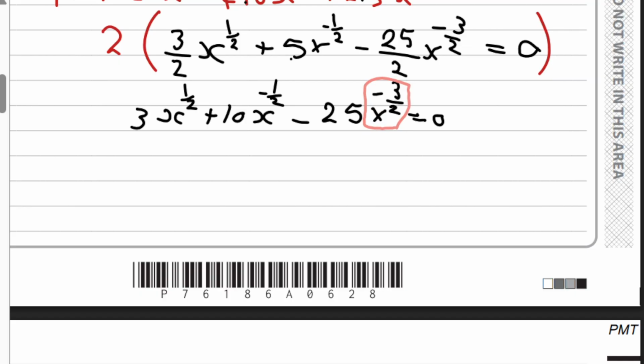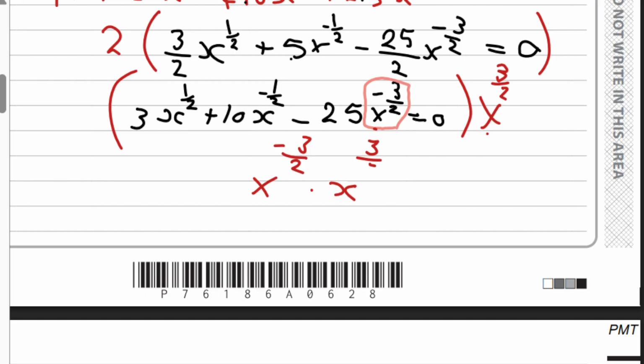Now how do we get rid of x to the power of negative 3 over 2? It's a very difficult question, isn't it? We can just multiply all the terms by the positive power. If we multiply everything by x to the power of 3 over 2, they will cancel. Because look, x to the power of negative 3 over 2 times x to the power of 3 over 2: when you add the indices, negative 3 over 2 plus 3 over 2, it gives you x to the power of 0, which is just 1. So you will finish with 25 times 1, which is just 25.